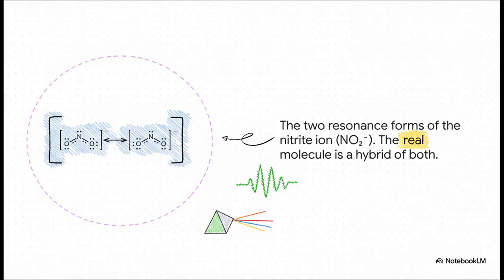A perfect example is the nitrite ion. See, we can draw it with a double bond on the left oxygen, or we could draw it with a double bond on the right oxygen. But here's the kicker. When scientists actually measure it, they find that both of the bonds between nitrogen and oxygen are exactly the same length and strength. So the real molecule has to be a blend, a hybrid of these two forms.